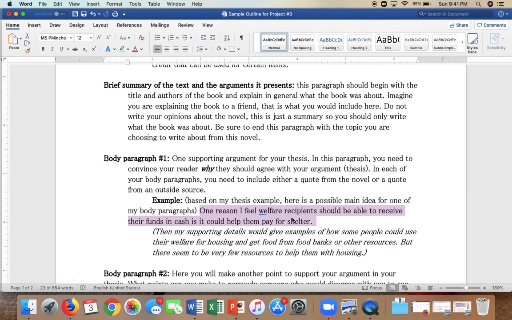So this is my main idea, and the rest of my paragraph will be made up of supporting details, major and minor supporting details. And so my details would give examples of how some people could use their welfare for housing and get food from food banks or other resources, but that there seems to be very few resources available to help with housing. So that's kind of what I would focus on within that paragraph.